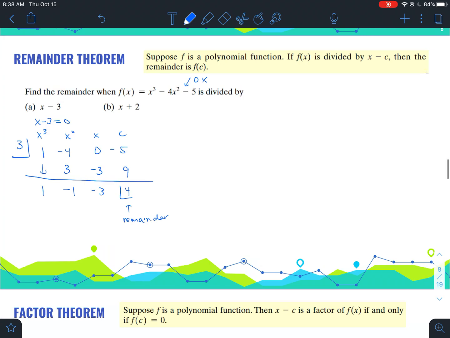Well, watch what happens if I find f at 3. If I plug 3 into this original function, let's see what happens. I would get 3 to the third minus 4 times 3 squared minus 5. So I would get 27 minus 36 minus 5.